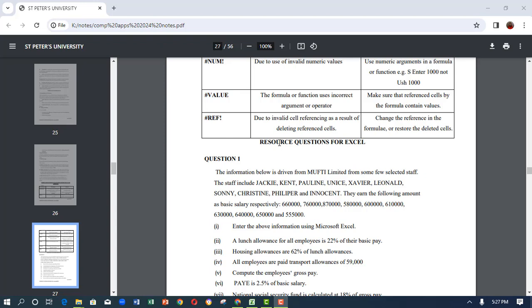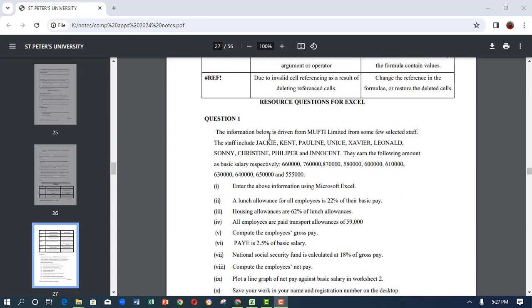Now here we have question 1. They are saying the information below is derived from Mofut Limited from a few selected staff. The staff include Jackie, Kent, Pauline, Eunice, Xavier, Leonard, Sonny, Christine, Philippa and Innocent. They earn the following amount as basic salary respectively. If they say respectively, that means the first staff member will get the first basic salary here. The second one, Kent, will get the second one, like that, until they are all completed.